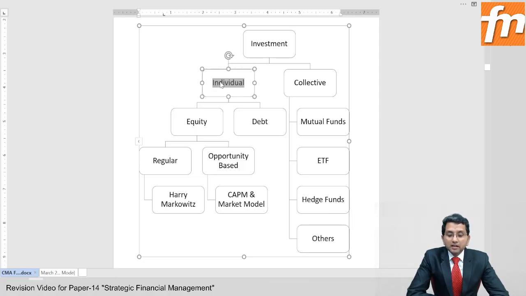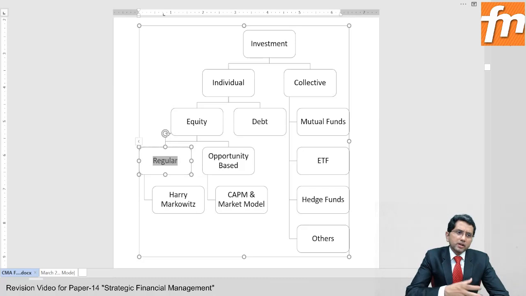If you're making a direct investment yourself, either you can make investment in equity shares of a company or you can make investment in debt securities of a company. And there is a separate chapter, like for mutual fund, we have a separate chapter. For debt securities, we have a separate chapter. Now, how to make investment in equity shares? I can classify it into two parts.